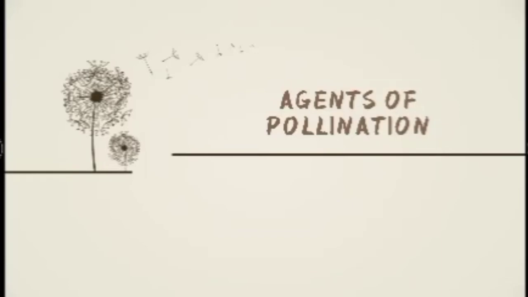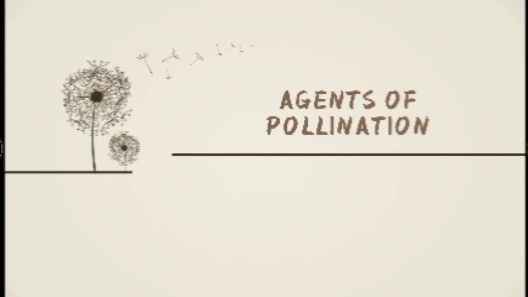Good evening, students. In today's class, we are going to discuss the different agents of pollination. Agents means the one who is responsible for causing something. That person or that particular thing is called an agent. And what are the agents of pollination? We are going to discuss that in today's class.